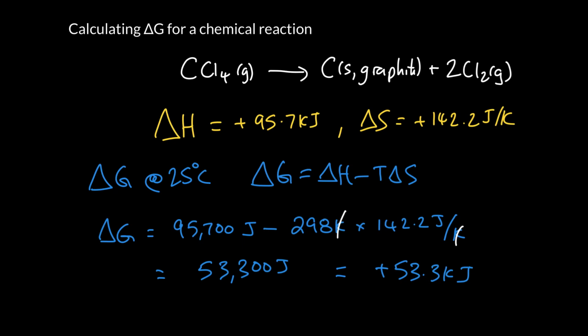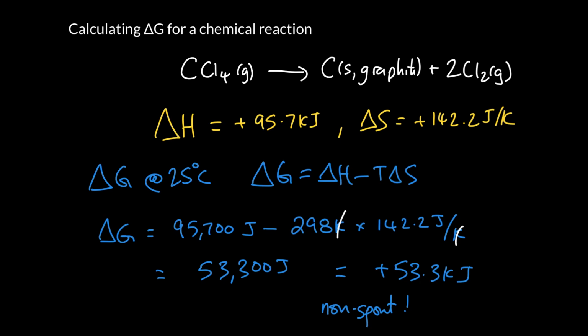So what does that mean? Well, because it's positive, it means it will not go. So that is a non-spontaneous reaction. Delta G's got to be negative. It's got to fall down the Gibbs energy hill to go. And that is not going to happen without the input of energy.